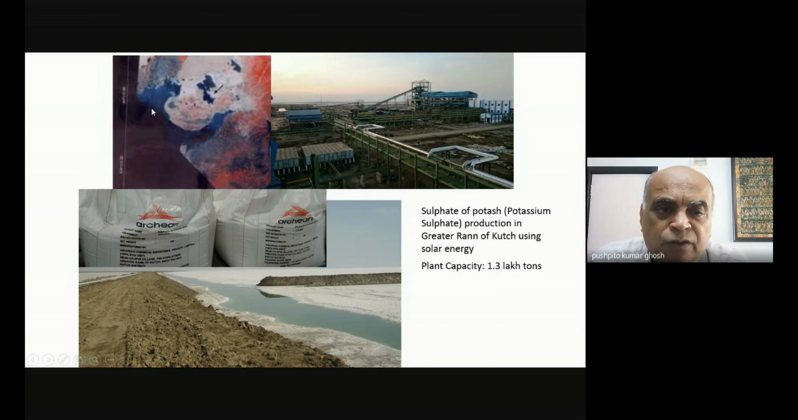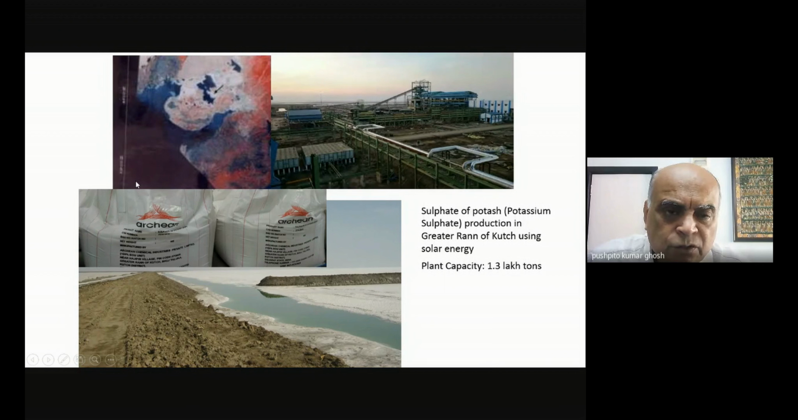Just to give you an idea, what I've shown you is a part of the Ran of Kutch, and this is a satellite image. From a satellite, this photo was, I think, taken in 1996 or 7 or something. You can see it's all white over here, and the reason it's white is that this is a creek. It's called the Kodi Creek.